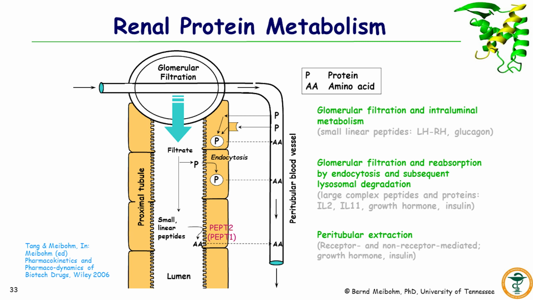There's also a third process that had been described, peritubular extraction, so direct uptake from the blood vessel, either by receptor or non-receptor mediated processes, which can contribute to the metabolism of therapeutic proteins like growth hormone and insulin, but usually is only a minor elimination pathway.